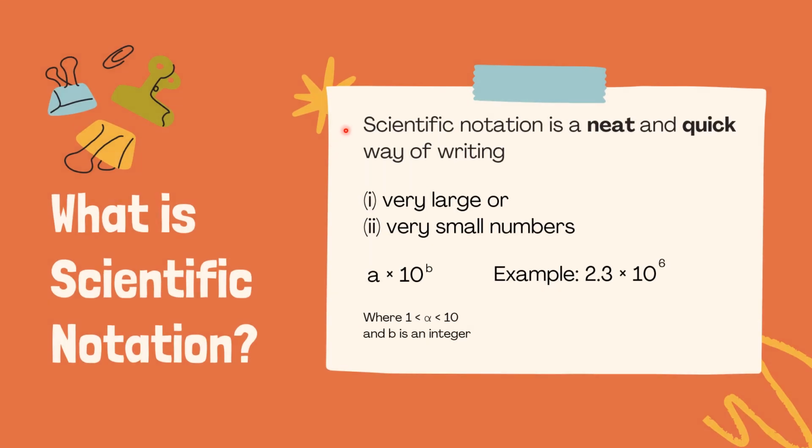Scientific notation is just a really quick, easy way of writing really big numbers or really small numbers. We do it in the form of a times 10 to the b power, where a is a number between 1 and 10, and b is an integer, meaning it's a number on the number line. For example, 2.3 times 10 to the sixth. That is scientific notation.